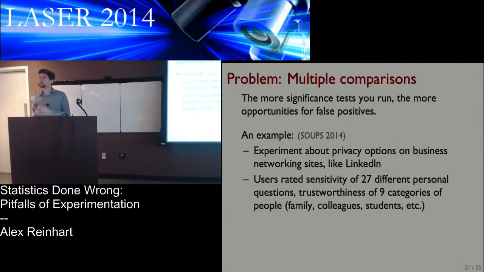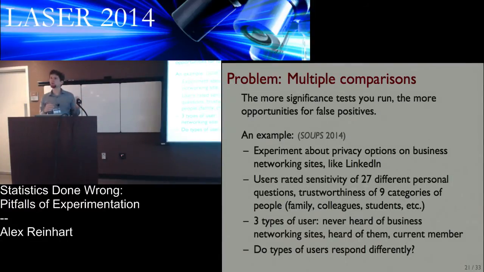And then they had 9 categories of people who might be users on a business networking site like LinkedIn. And they said, for each of these categories of people, how trustworthy do you think they are? How much do you trust your colleagues or your family or so on? Because maybe that influences who you want to share with on a networking website. And then they were interested in finding out, we have 3 types of people filling out this survey. We have people who've never even heard of LinkedIn or anything like it, people who've heard of them but aren't members, and we have people who are currently members of a business networking website. Maybe their answers differ between those 3 groups. Maybe the current members of networking websites think these questions are less sensitive and that's why they're willing to be a member. Maybe there's some effect like that.